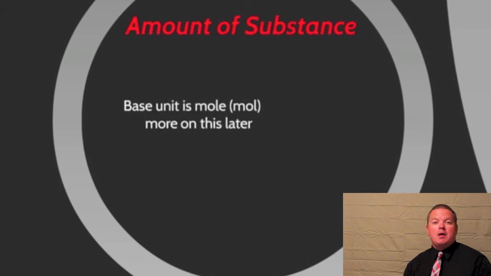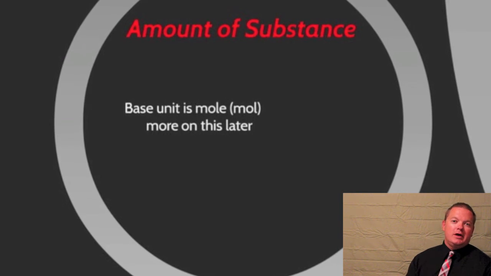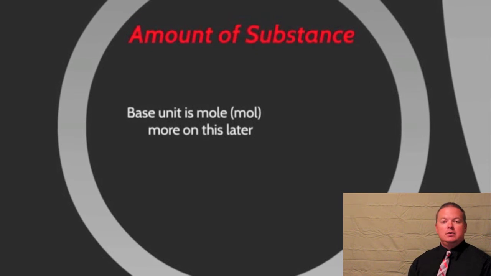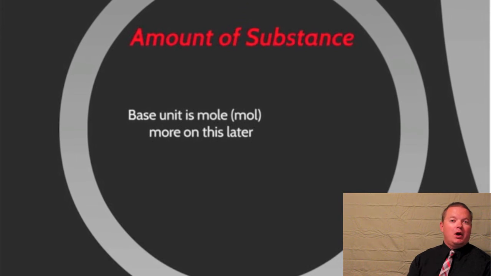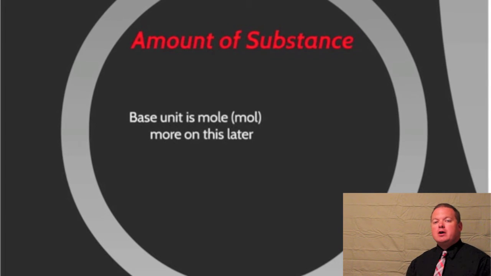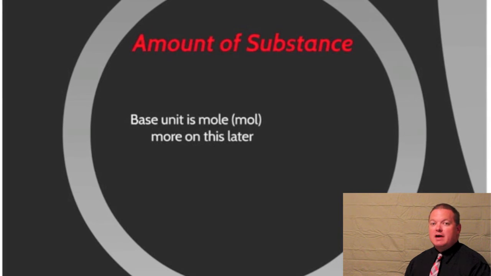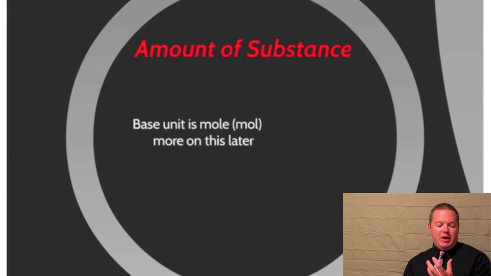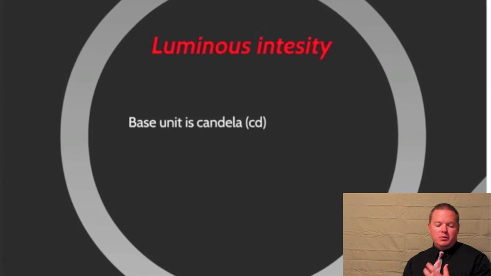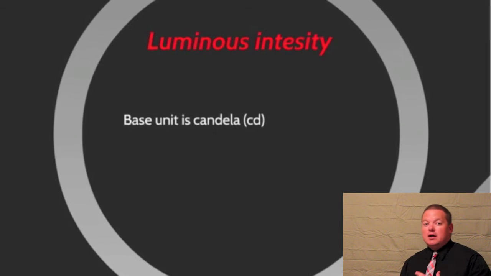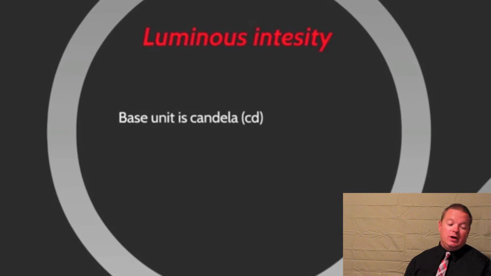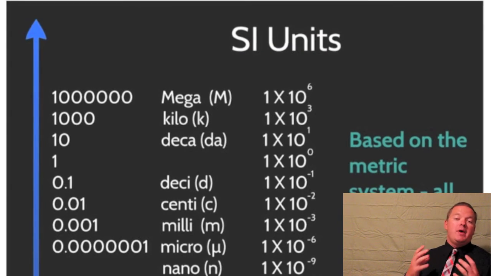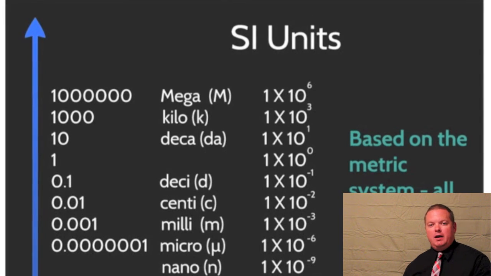The one we're going to spend a lot of time talking about this semester is the amount of a substance, whose base unit is the mole, M-O-L. Like I said, we'll spend a lot of time defining what a mole is and doing the conversions between those starting in chapter 3. But it is one of our 7 base SI units. And the last one is the base unit of candela for luminous intensity. We're not going to talk much about this, but it is one of the 7 units, so you need to know it. All of these SI units are in the metric system, which means they're based on factors of 10.